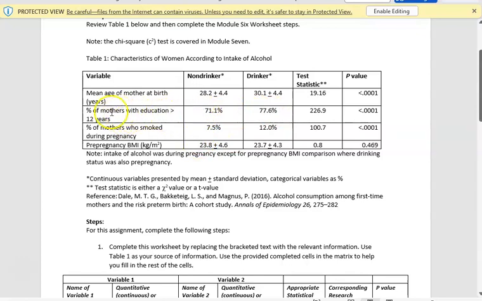Percent of mothers with education, that sounds like continuous, lots of possibilities with those numbers. But then the last part, greater than 12 years. So how many had greater than 12 years? How many had 12 years or less? Those are categories. So two categorical variables.